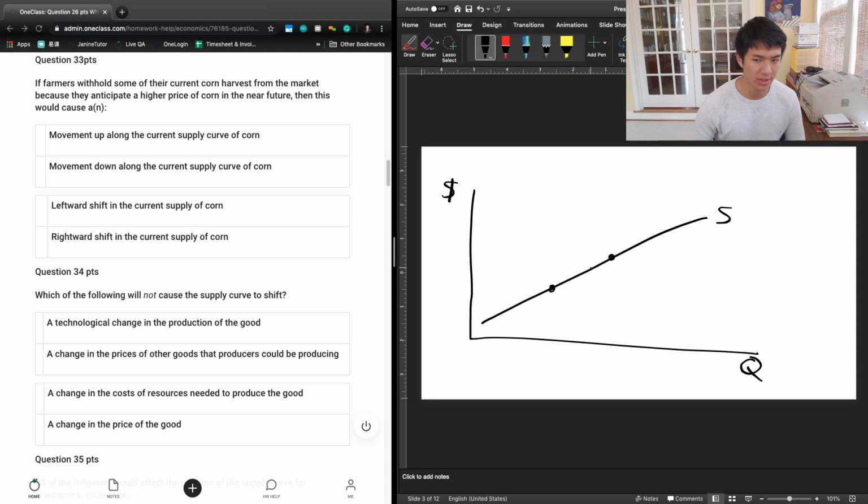That's the only thing that causes there to be movement along the curve. Anything else that's changing is going to cause a shift in the overall supply, which is basically a shift in the quantity supplied at every price level. And so what we're dealing with here, farmers are withholding current corn harvest from the market because they anticipate a higher price of corn in the near future. That is going to be a determinant of supply, which is expectations of future prices.